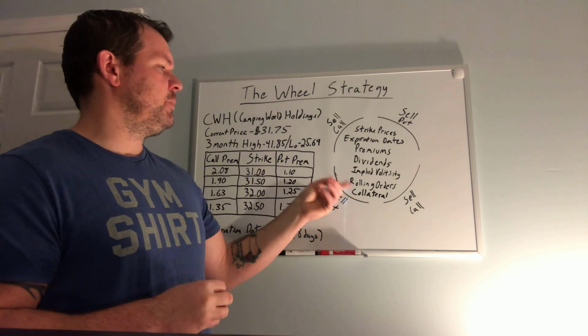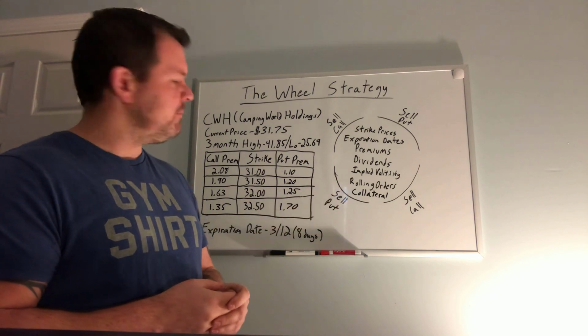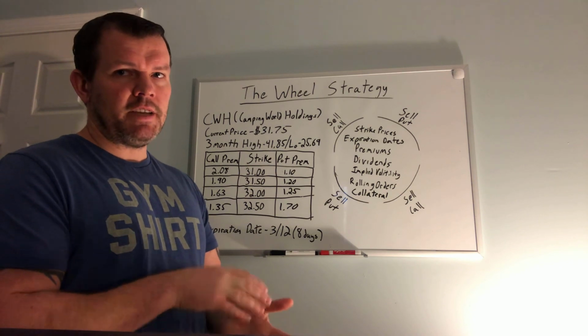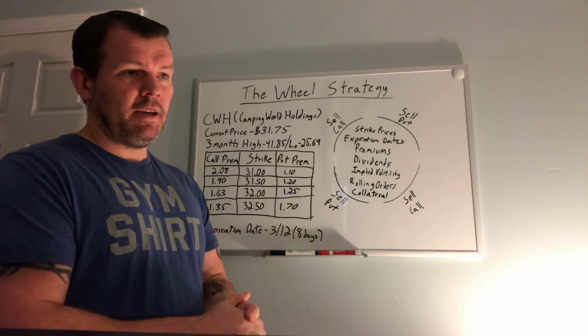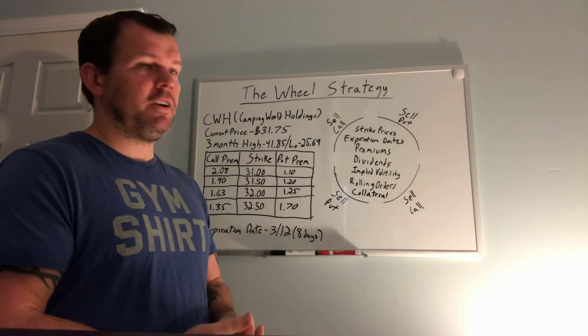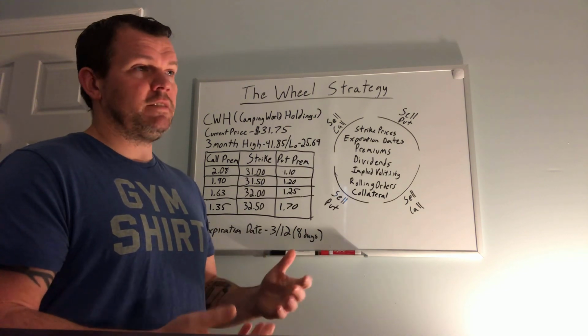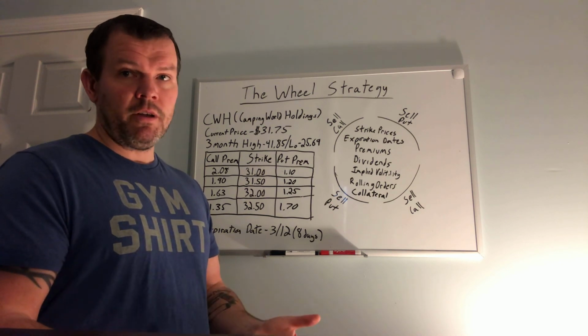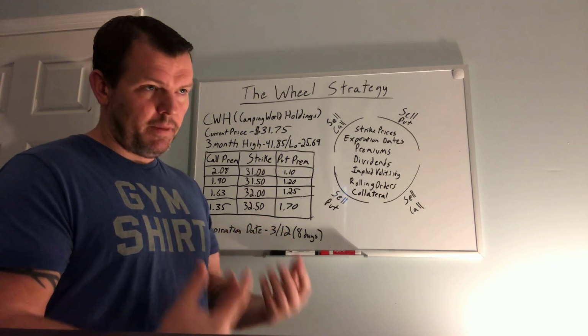But anyway, last but not least, collateral. As I said, you need to have the money in your account to sell a put for the strike price. Again, strike price times 100 shares, you need to have that amount of money in your account. Of course, there's other ways like margin. You can apply for margin, which is essentially a loan through the brokerage, and you pay them interest on this loan.